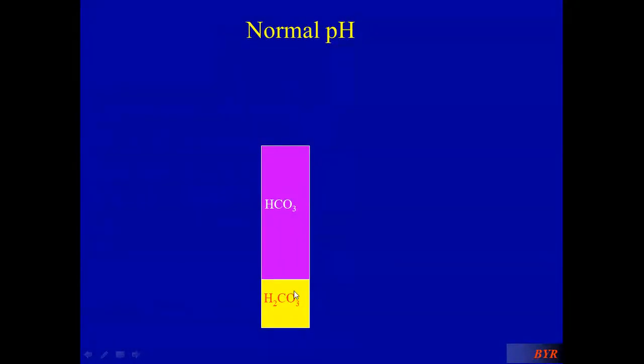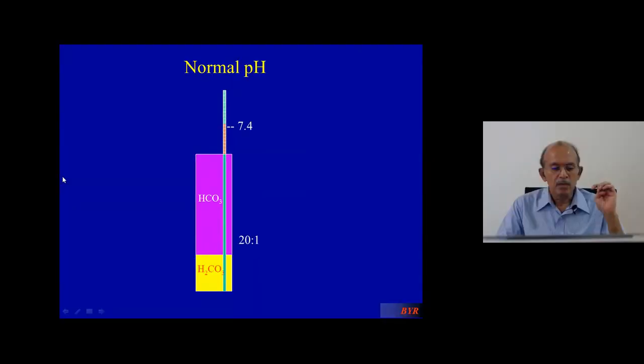Now you see normal pH. This is carbonic acid and this is bicarbonate. The ratio is around 20:1. That is normal. So at this 20:1 ratio, the pH is 7.4. I am trying to simplify as much as I can. So if it is 20:1, the pH will be 7.4.